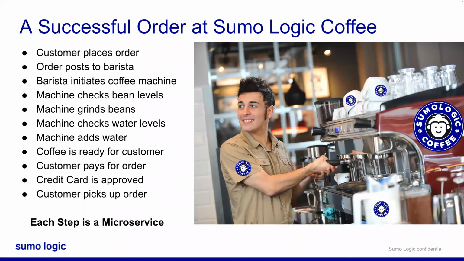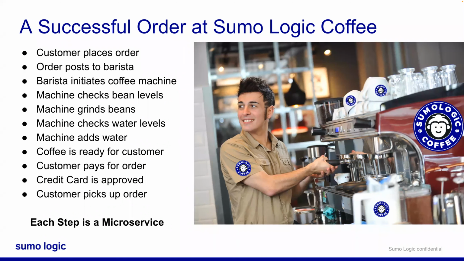Now, a successful order at Sumo Logic Coffee is going to follow these steps. A customer is going to place the order, probably using our app, but maybe they do it in person. The order is going to get to the barista. The barista is going to start the coffee machine. The coffee machine is going to be doing a lot of the heavy lifting here. The coffee machine is going to check that it has adequate levels of ingredients, that it has the proper amount of beans, and start to grind those beans. It's going to make sure it has an adequate amount of water. And if it does, add the water and stir it all together, do its magic. And now the coffee is ready for the customer.